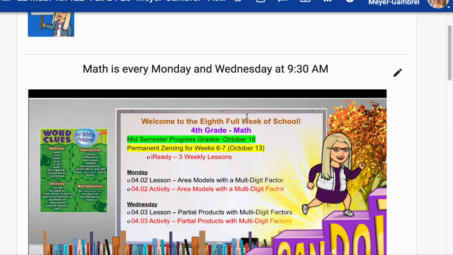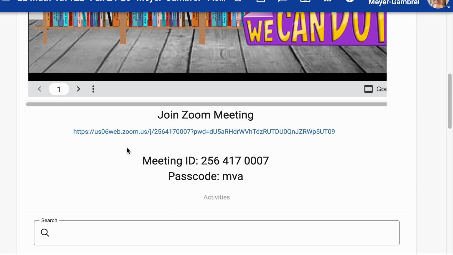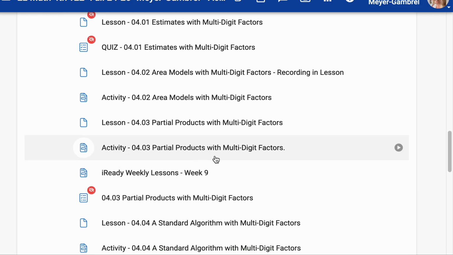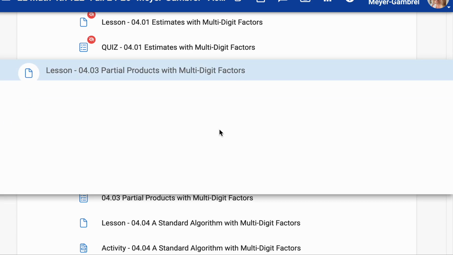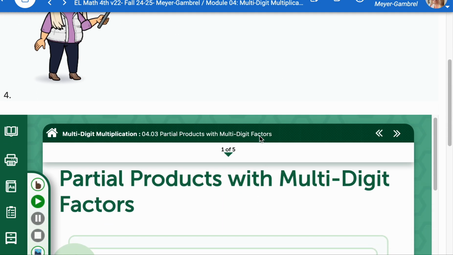So 4th grade, let's go ahead and talk about your assignment today. So when you go into Buzz, you're going to see that we have lesson 403 on partial products. When you go into lesson 403 down below, we're going to go into the Module 4 folder. We're going to go into 403, okay? And it says, hey, complete the activities in the lesson and read the lesson. It says the end of the lesson says if there's a quiz, you are not doing a quiz. Please complete the handout found below and submit it to Buzz in activity 4.03, partial products with multi-digit factors.